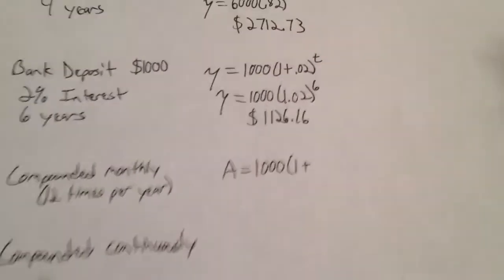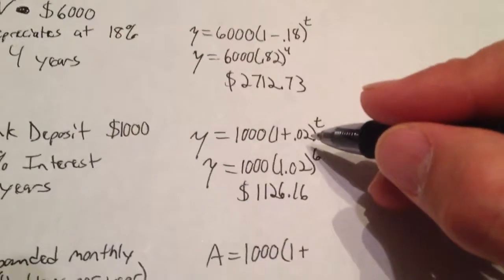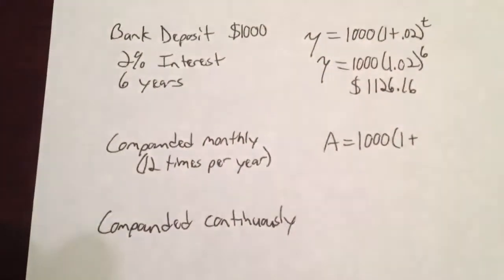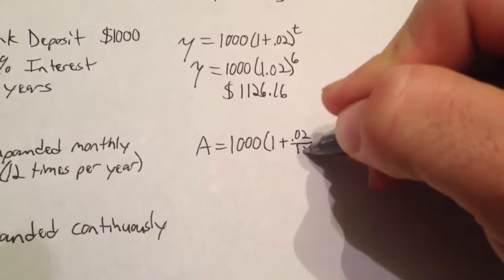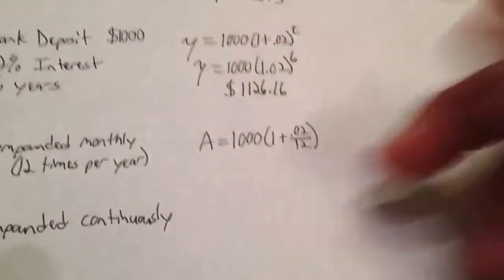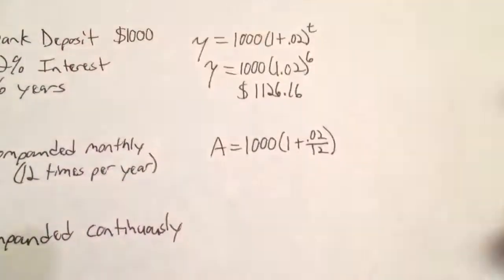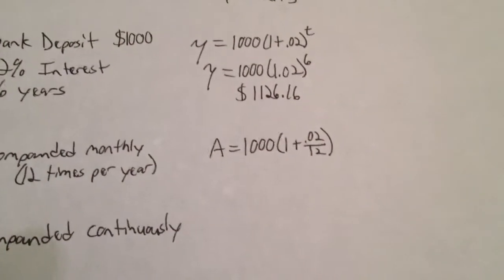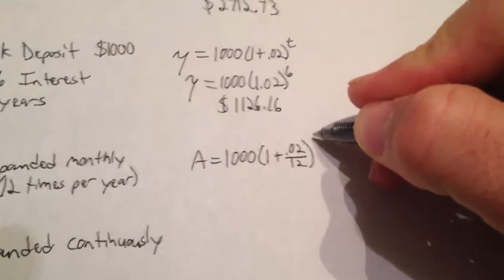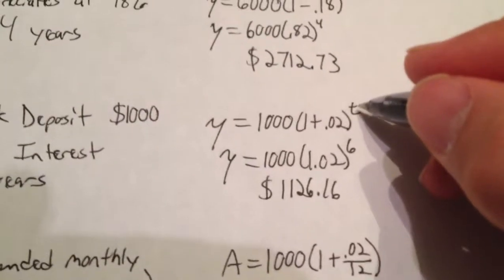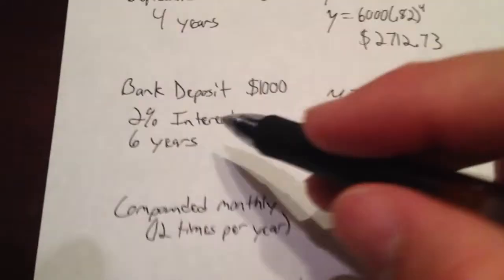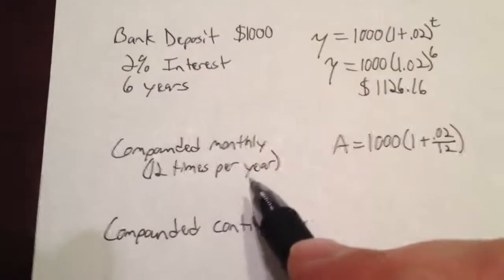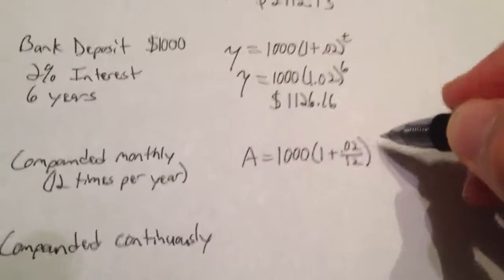But instead of just adding the 0.02 like we did here, because it's once a year, you have 12 times per year for compounded monthly. You would take that 0.02 and you would actually divide it over those 12 times. So you're going to split that interest rate up over 12 times per year. Also, for your time out here, you're not just going to have your time up here, because it's not just going to be 6 times like we had 6 years. It's 12 times per year, so you'd have to have 6 times 12.